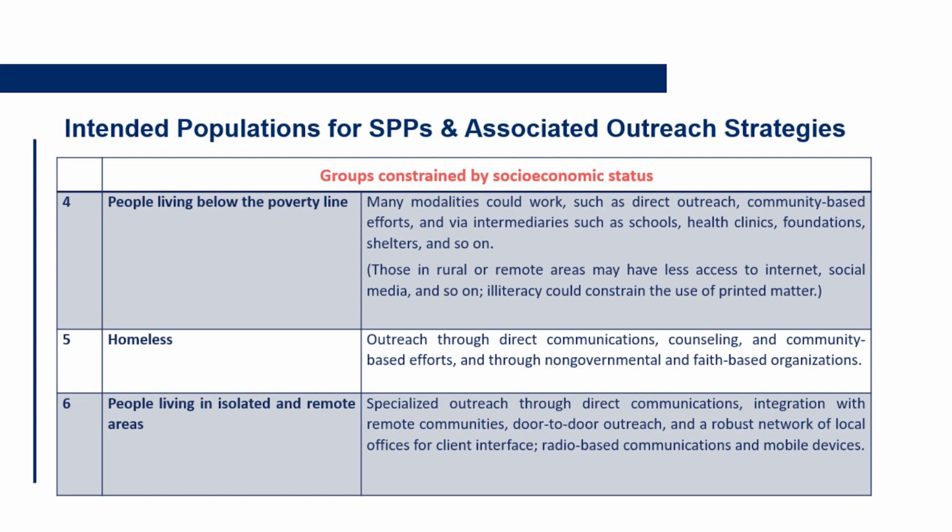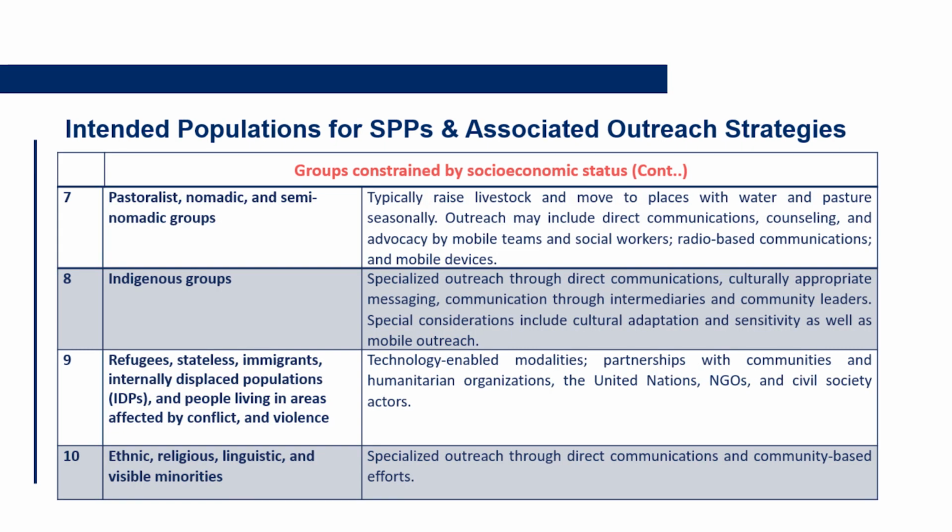We would really appreciate it if you can go through the strategies that are laid out for these groups in these slides, especially the strategies mentioned for the groups constrained by socioeconomic status, like the people living below the poverty line, people who are homeless, people living in isolated and remote areas, and then the nomadic or indigenous groups, refugees, and ethnic, religious, and visible minorities.